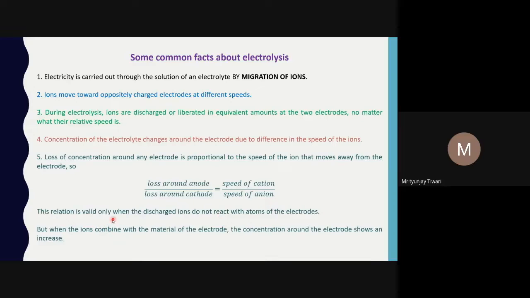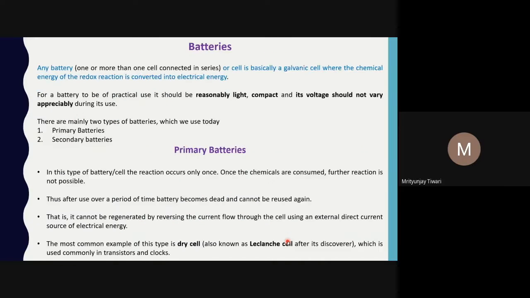This relation is valid only when the discharged ions do not react with the electrodes. This point is important, and usually in your syllabus the only active electrodes are used, like in the purification of metals. Other than that, we usually use inert electrodes. But when the ions combine with the material of the electrode, the concentration around the electrode shows an increase. This is not a very important point, but it is a common sense thing.